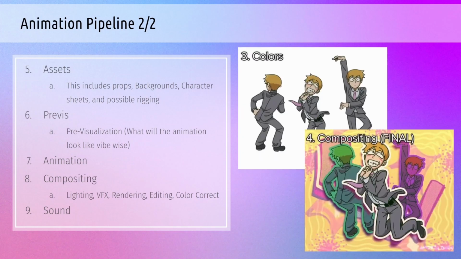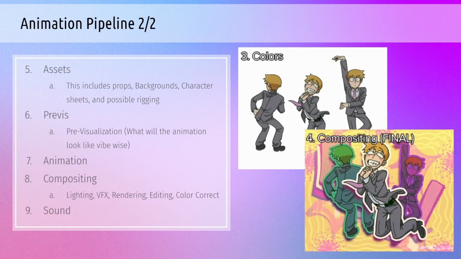And then after animation is compositing. So compositing includes lighting, VFX, rendering, editing, color correction, etc. So we have a bunch of poses here, but these are the assets. This is what's going to be in the animation, while in the compositing, we have a bunch of colors. We have the background together. We have color correction. We got some effects going on. That's what compositing is. You want to polish your animation, basically. You want to make it look good.